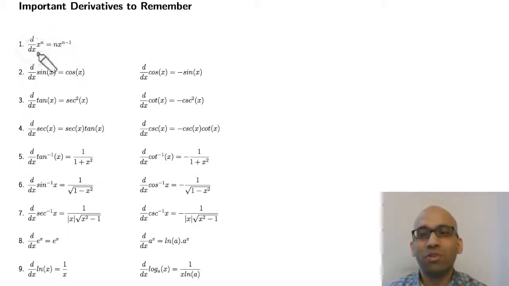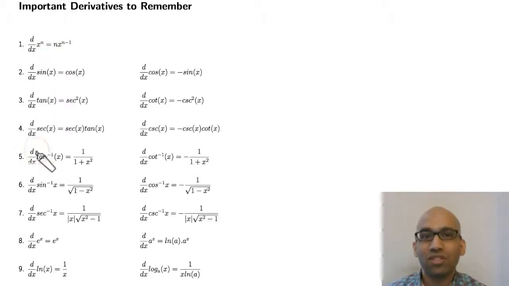So let's get started. The most important derivative to remember is d/dx of x^n, which is going to be n times x^(n-1). Note that this derivative will work for any value of n, if n is a positive number or a negative number or a decimal.